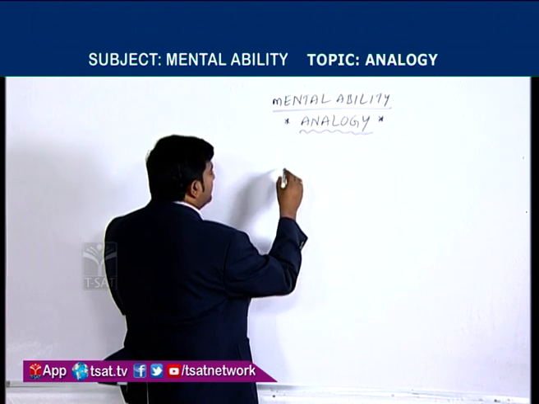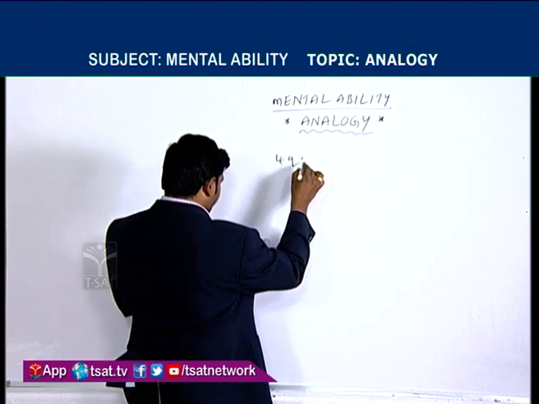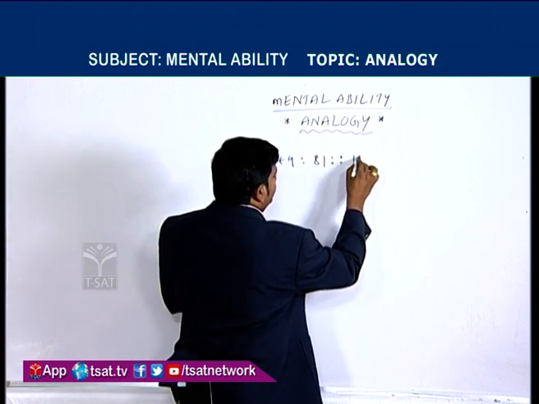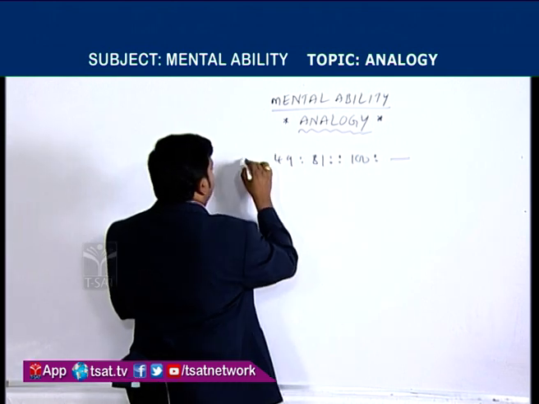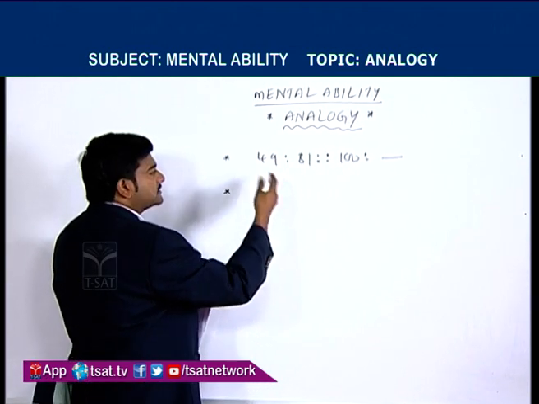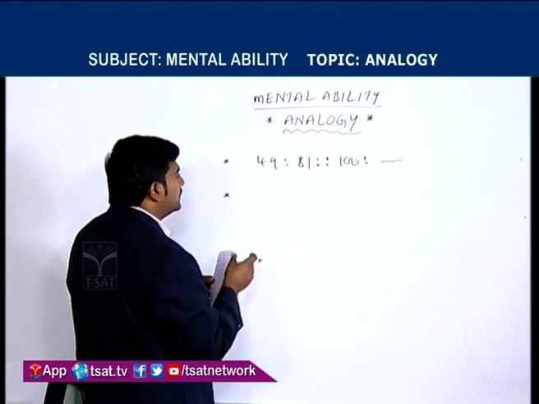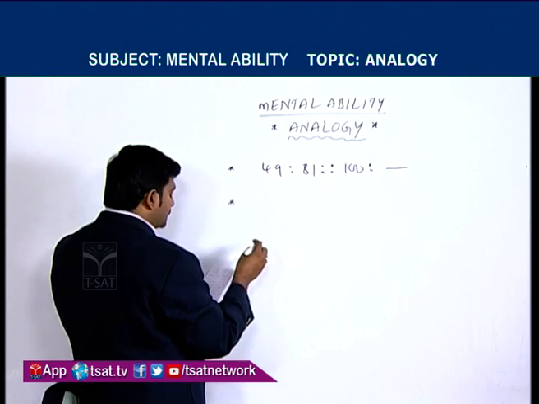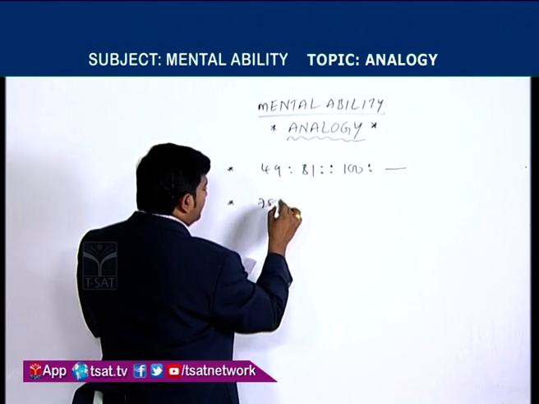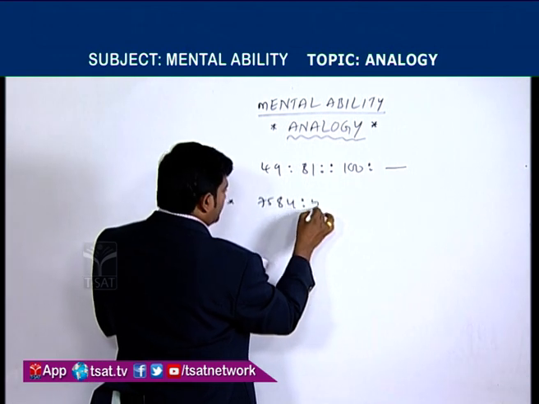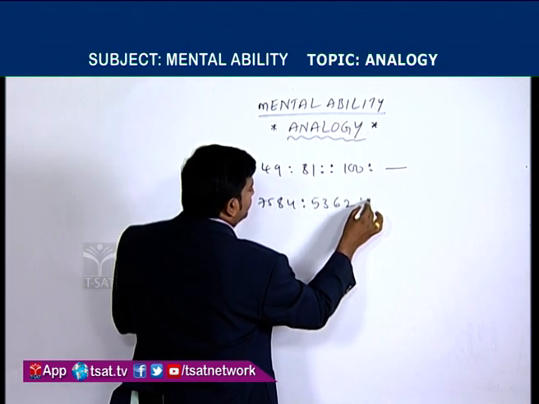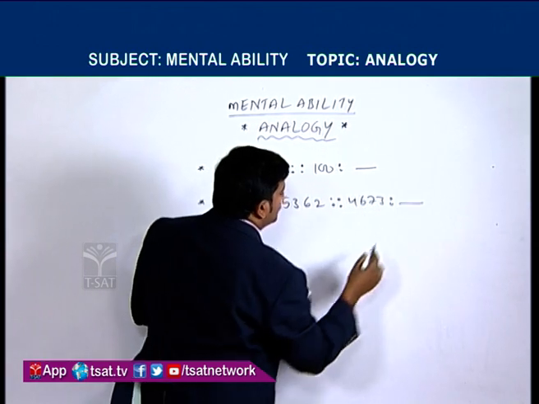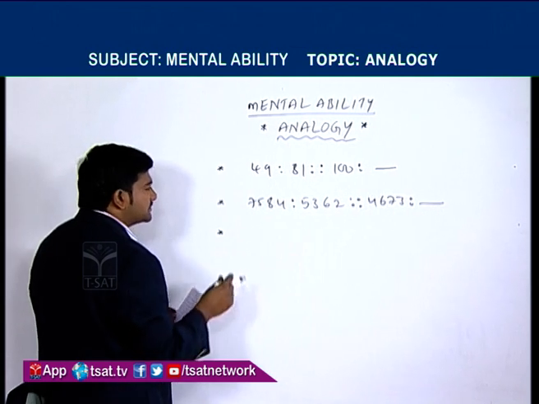So let's say here is given like this: 49 is to 81 as 100 is to dash. Okay, this is one example. I hope you already got the answer. 49 is to 81 as 100 is to dash. So now one more example. Let's say 7584 is to 5362 as 4673 is to dash.